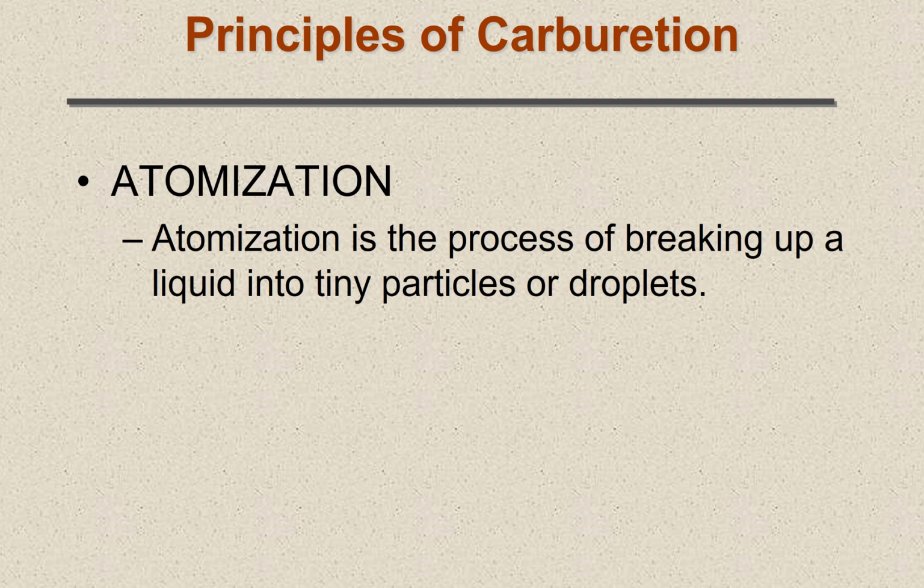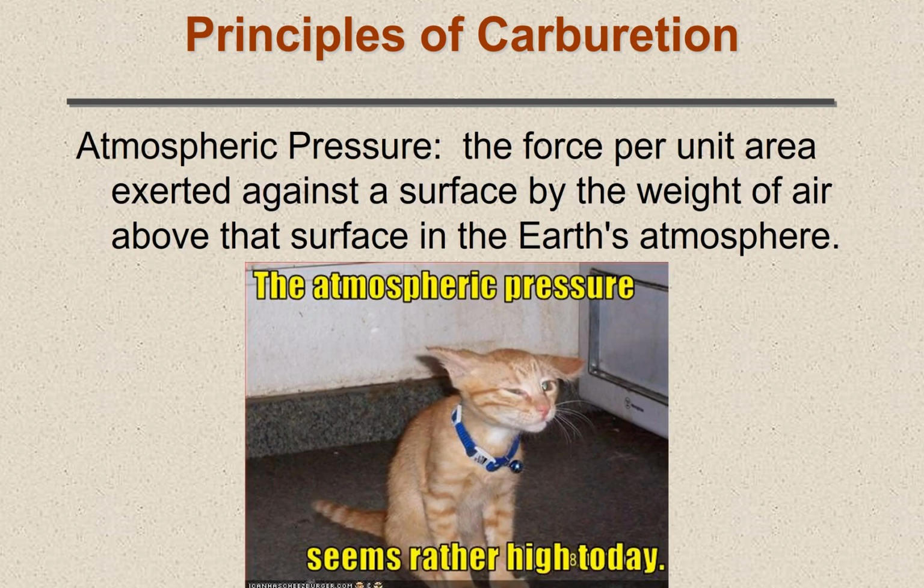And so we go back to the purpose of the carburetor. It says that the purpose is to change from a liquid to a vapor, and that's called atomization. And that's what we're going to do within the carburetor, and we'll explain that in a little while. The next principle is called atmospheric pressure.